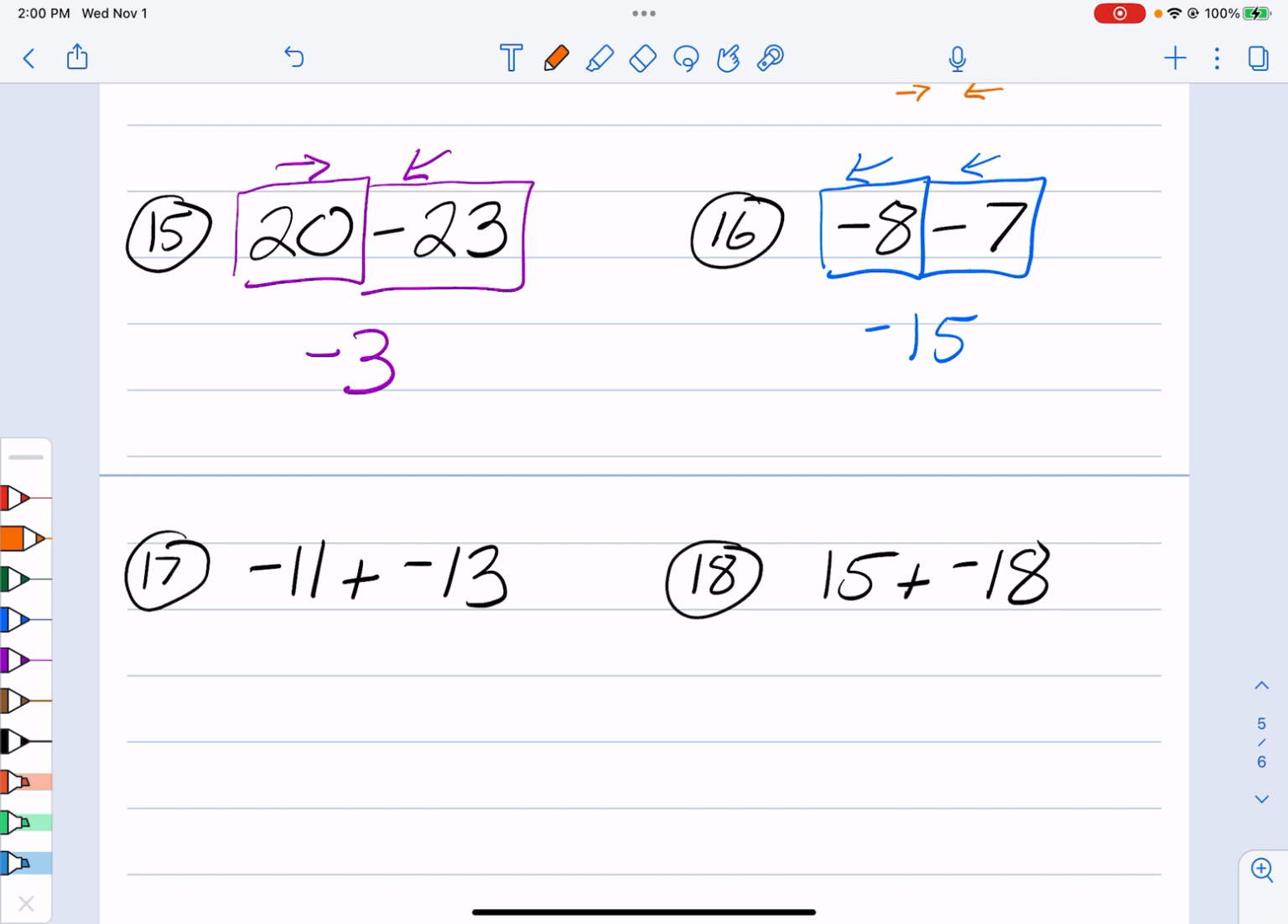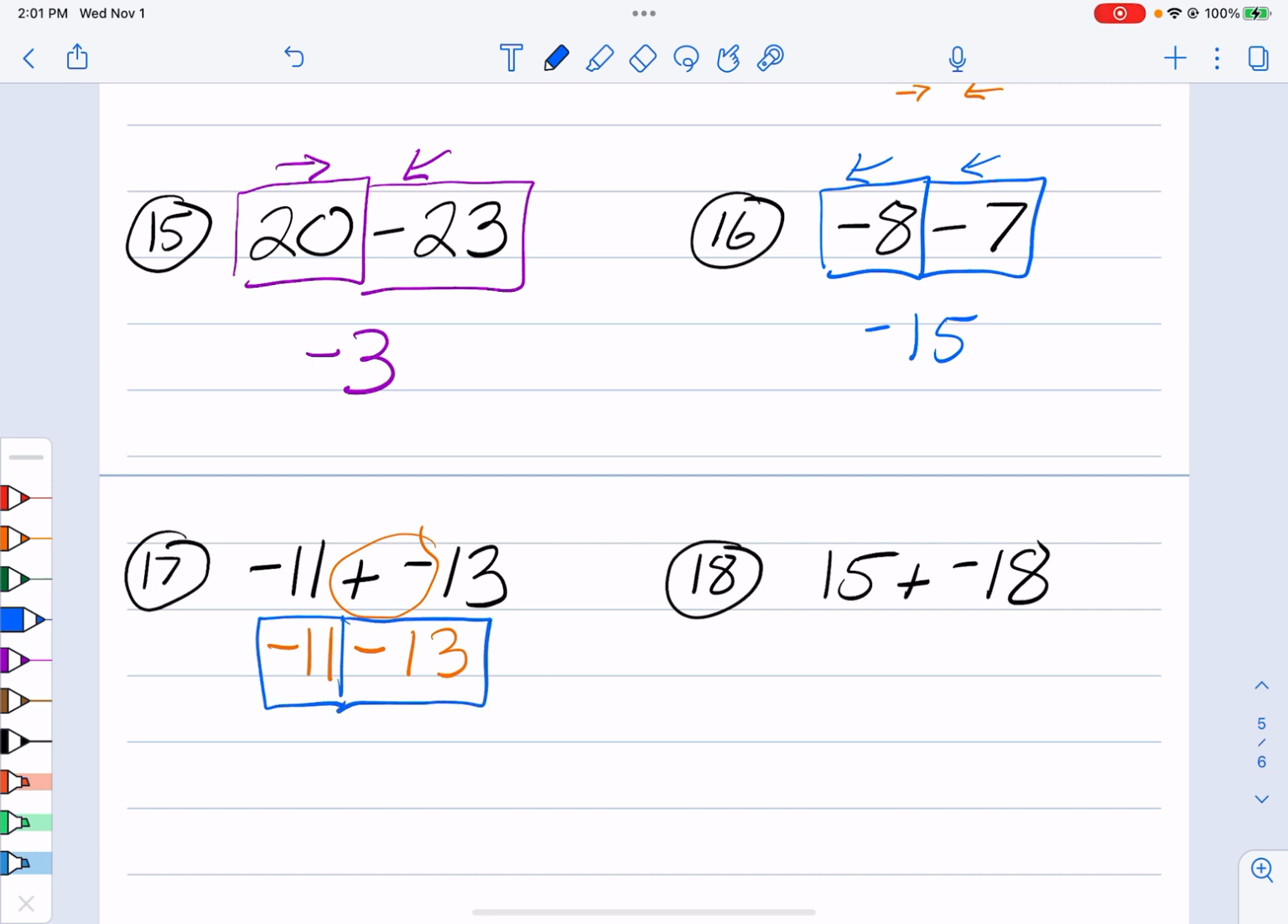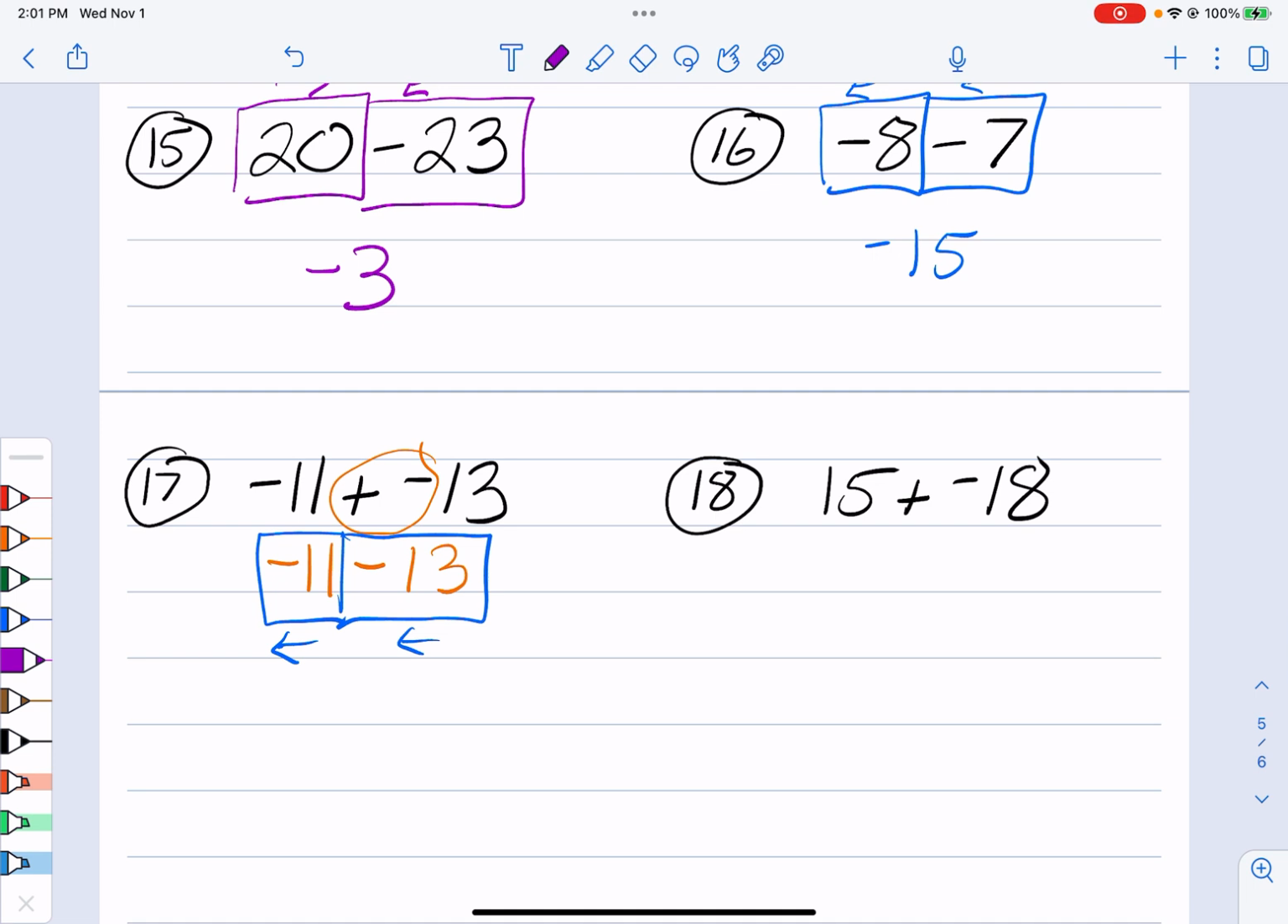So I have 2 signs in the middle. I'm going to change that to 1 sign. I'm going to make that minus a 13 because plus a negative is the same as just a minus. So if I do my boxing, I have -11 and -13. Those are both left numbers because they're negative. So since they're the same direction, the same sign, I can add them together. So 11 plus 13 is what I'm thinking, and I'm going to get 24. And since I noticed they're both negative, the answer is a -24.